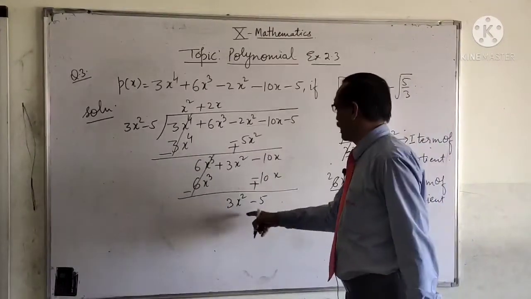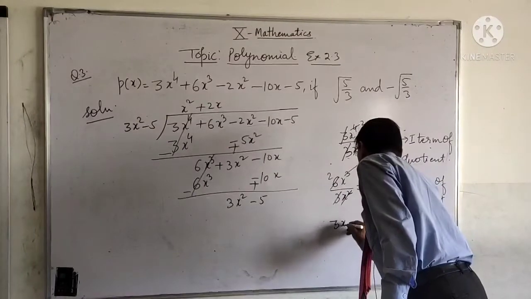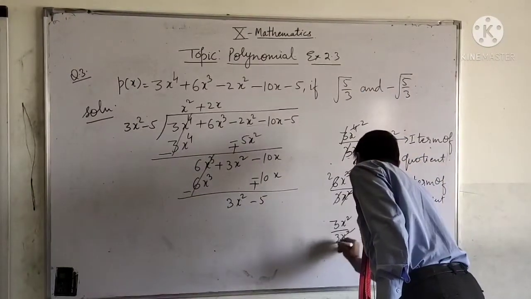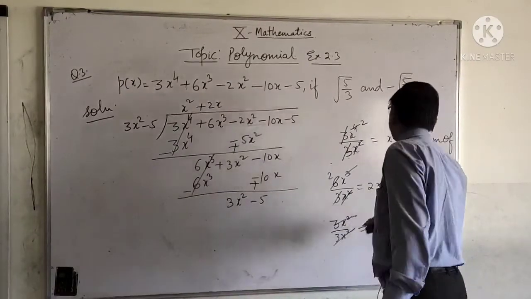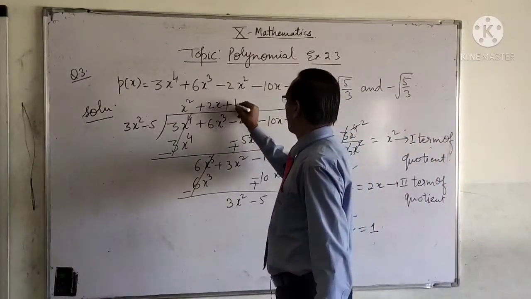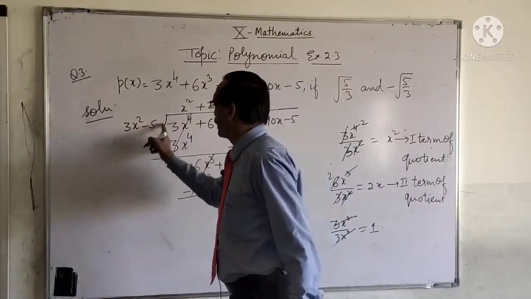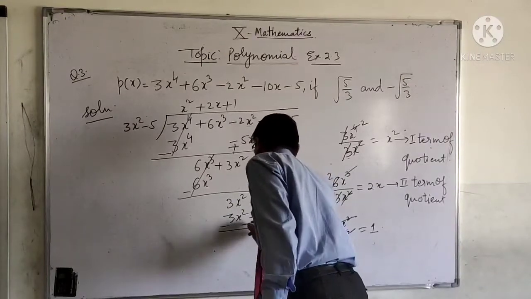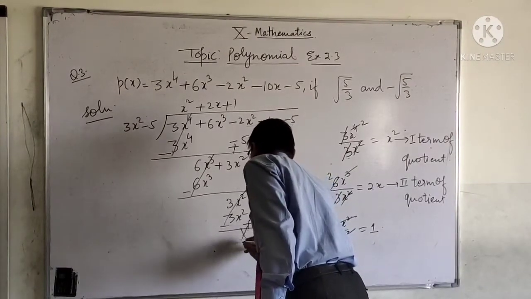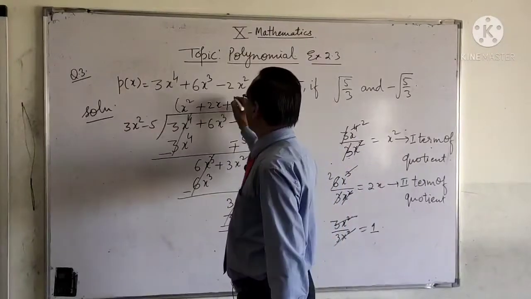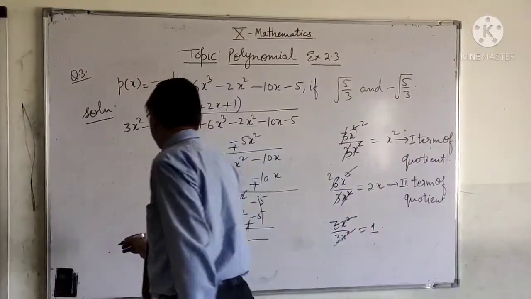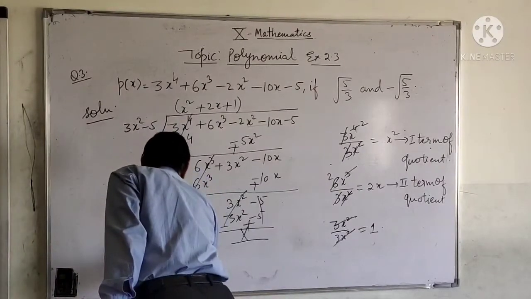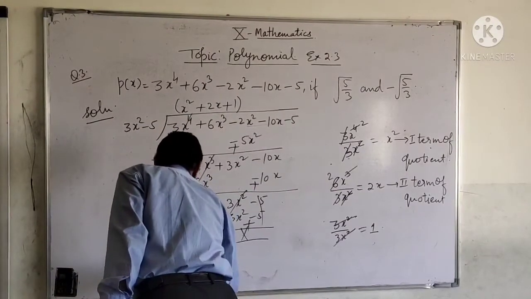Third term of the quotient: 3x square divided by 3x square is cancelled, it is 1. So there is plus 1, multiply 1 with the divisor, we get 3x^2 - 5, sign change, all terms cancelled, remainder is 0. So this is the quotient: qx = x^2 + 2x + 1.